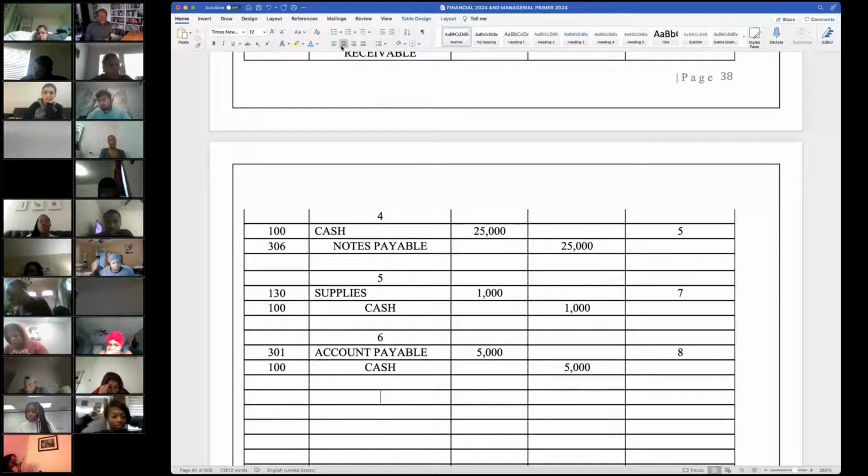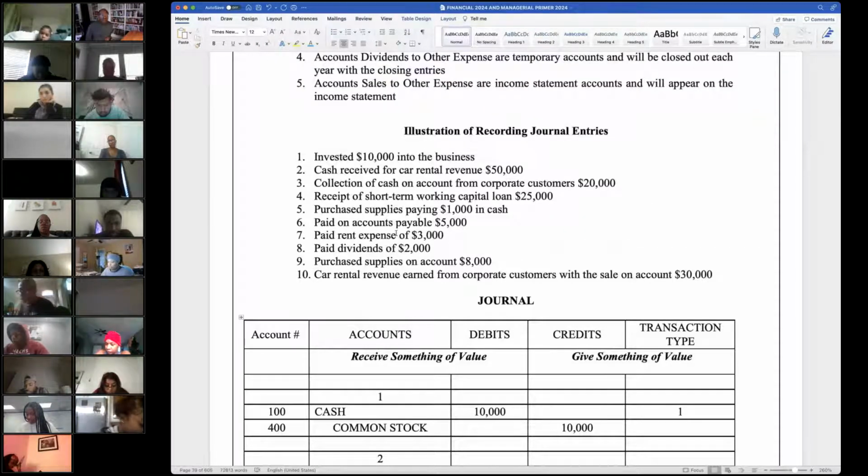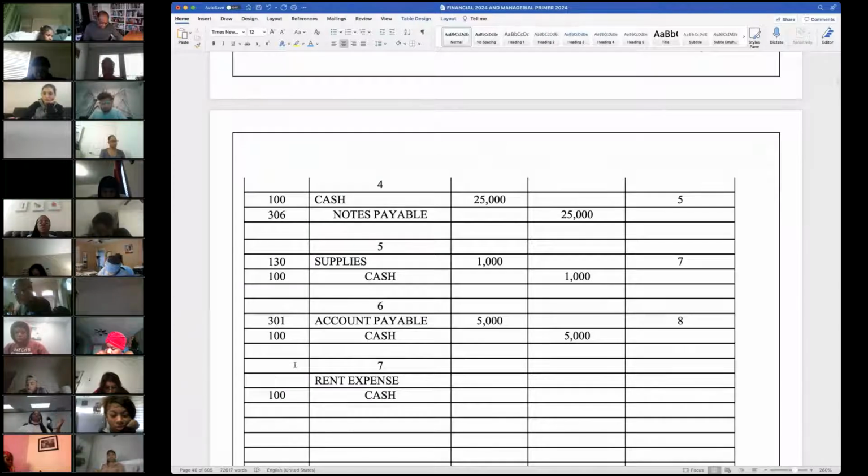Now we on to number 7. What happened in number 7? We paid our rent. So is cash coming in or going out when you pay your rent? Going out, so we get the credit. So we're going to debit rent. Remember we said we always debit expenses as we're starting off. We're going to credit cash. The account number for cash is 100. What's the account number for rent expense? 651. How much rent did we pay? 3,000.